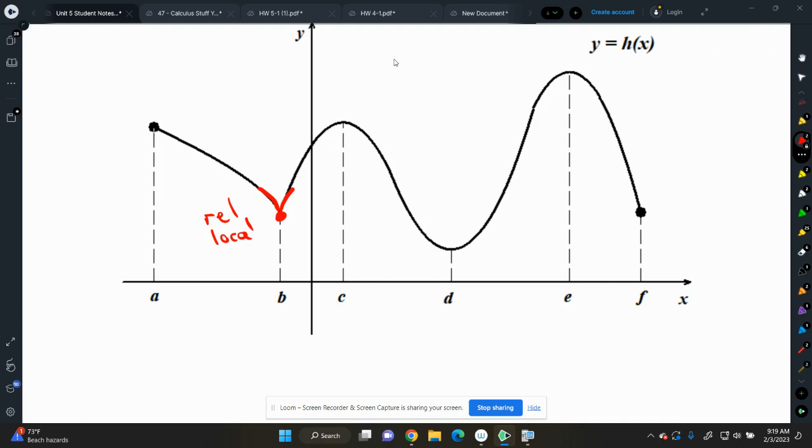Okay, so this is a relative minimum. It's not an absolute minimum because there is another point in this particular example down here at point D where we have an absolute minimum. This is the lowest point on this curve. And the same thing here, we have a relative maximum at point C, but we have an absolute maximum at point E.